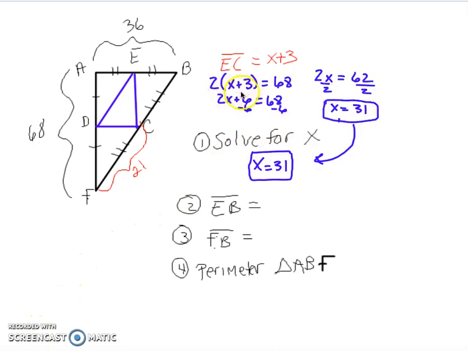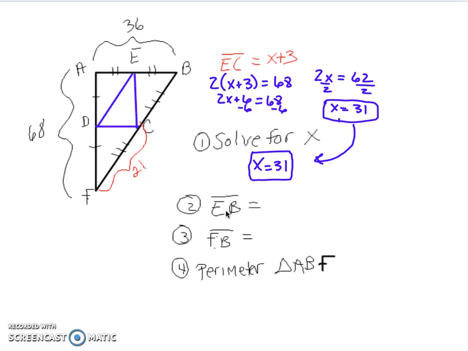So I can double x plus 3 and set that equal to 68, which gives you the 2x plus 6 equals 68. Subtract 6 from both sides, so you get 2x equals 62, and then divide your 2 off to get x equals 31. We can answer some other questions here as well. For number 2, segment EB is equal to what? So again, it's looking at your picture and looking at things that are marked congruent.